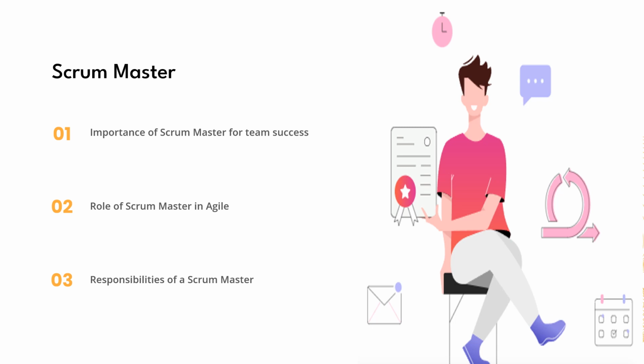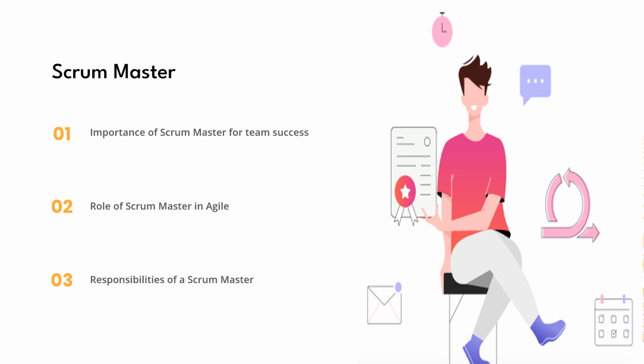5. Coach and mentor. The Scrum Master coaches the team on Agile principles, practices, and methodologies. They help the team understand the benefits of Agile and guide them in implementing Agile effectively. 6. Stakeholder communication. The Scrum Master facilitates communication between the development team, product owner, and other stakeholders. They help ensure everyone has the necessary information and that expectations are aligned.